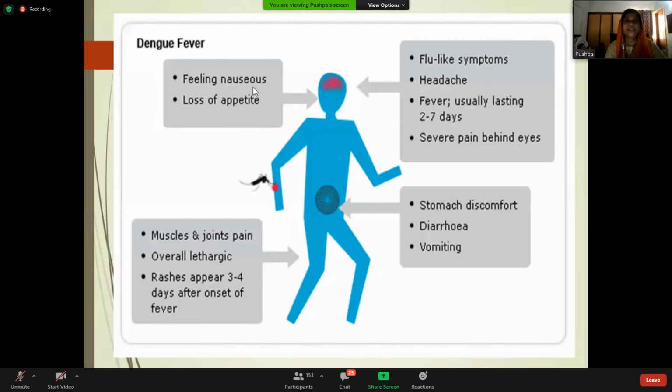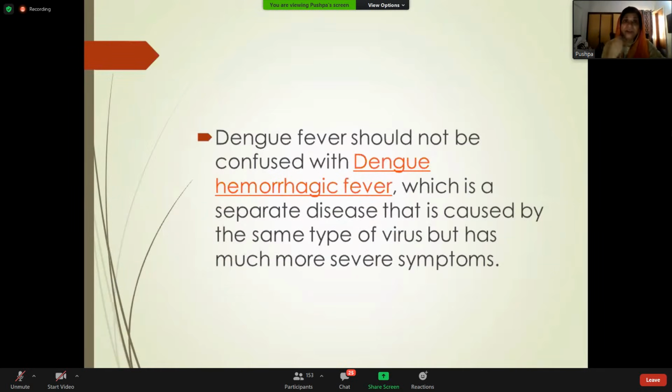Dengue fever: nausea, loss of appetite, flu-like symptoms, headache, fever, severe pain behind the eyes, which is retroorbital, stomach discomfort, diarrhea, vomiting, muscle and joint pain, and overall lethargy. There is a feeling of weakness or not being well, and rashes appear 3 to 4 days after the onset of fever. Dengue fever should not be confused with dengue hemorrhagic fever, which is a separate disease that is caused by the same type of virus but has much more severe symptoms.